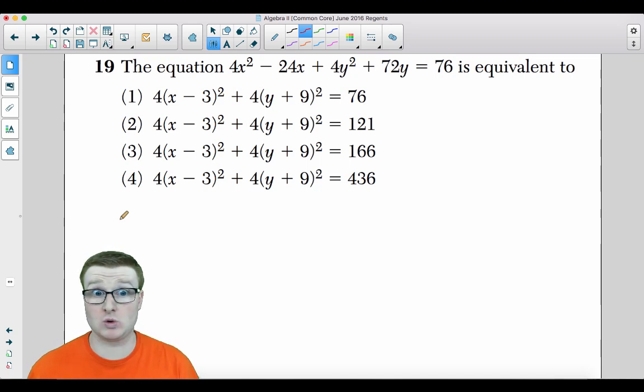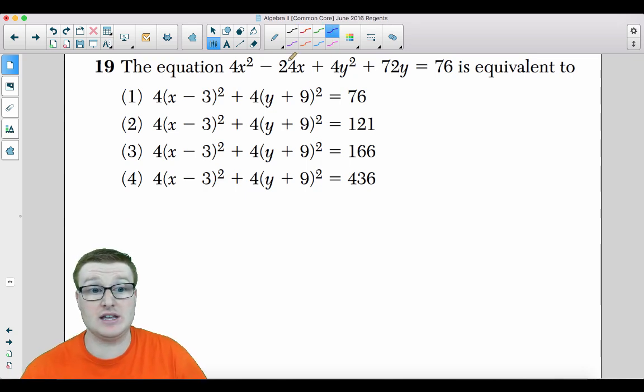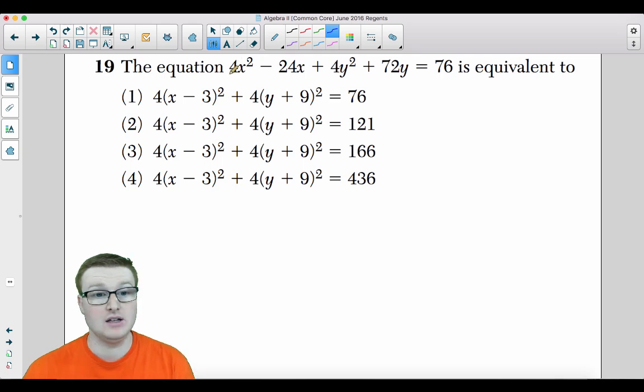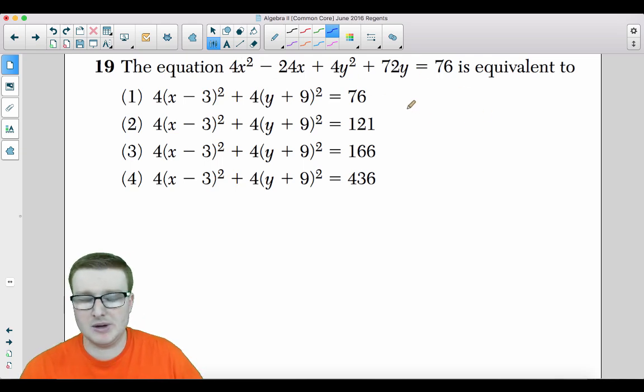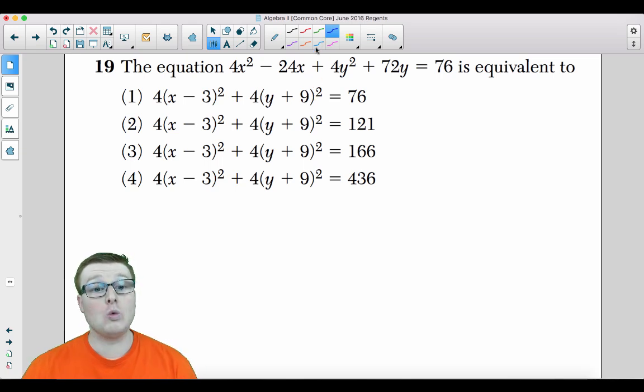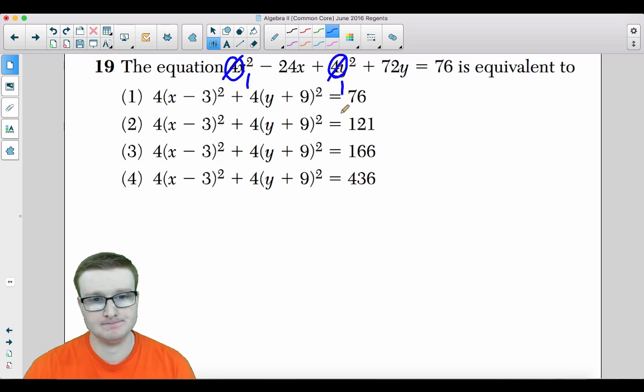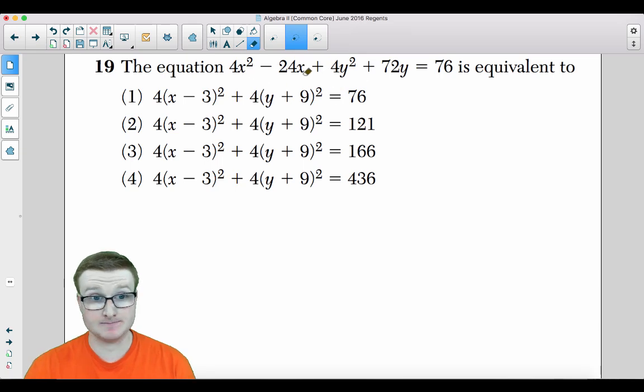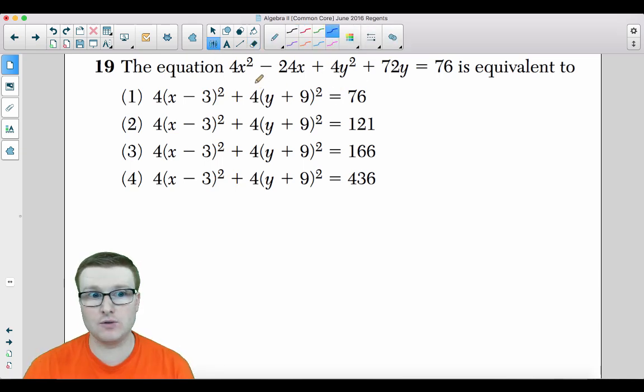Now it's just much more complicated. It's no longer geometry here. Now we got a whole bunch of stuff. So we got 4s, 24s, 4, 72, 76. What do we got to do? We need to say, hey, this has to be a 1. This has to be a 1. But they're both 4s. What we could do is factor out a 4.